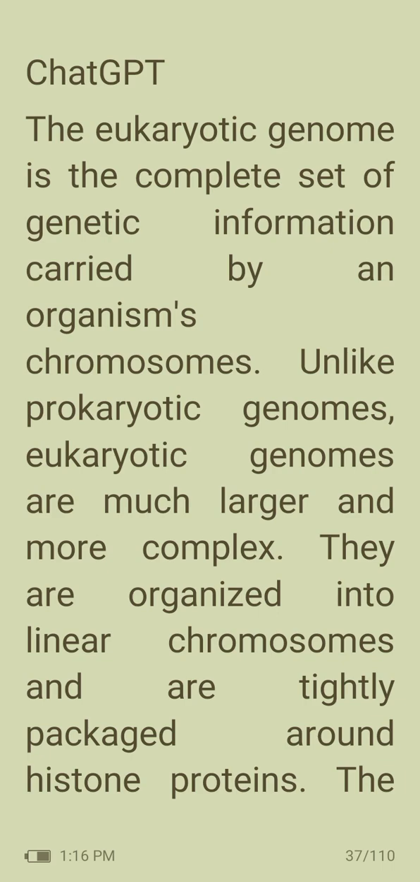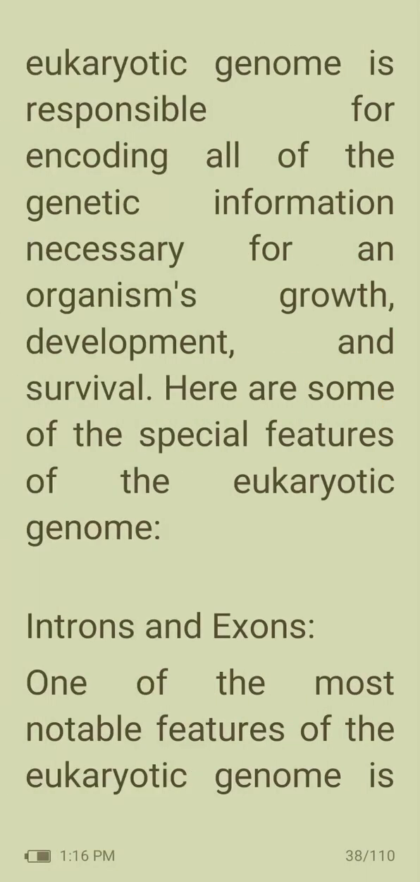So, the eukaryotic genome is the complete set of genetic information carried by an organism's chromosomes. Unlike prokaryotic genomes, eukaryotic genomes are much larger and more complex. They are organized into linear chromosomes and are tightly packaged around histone proteins. The eukaryotic genome is responsible for encoding all of the genetic information necessary for an organism's growth, development, and survival.